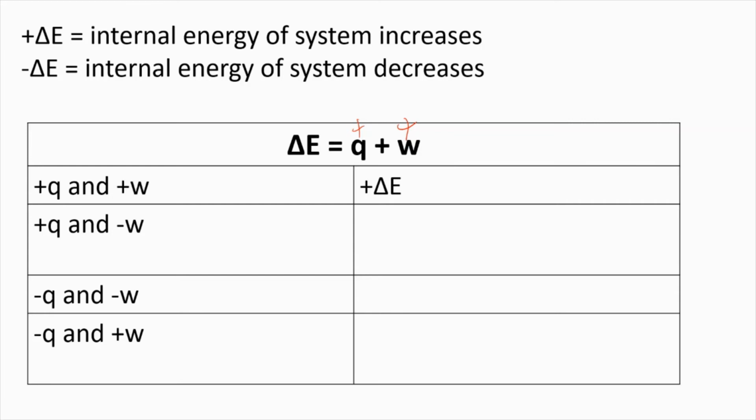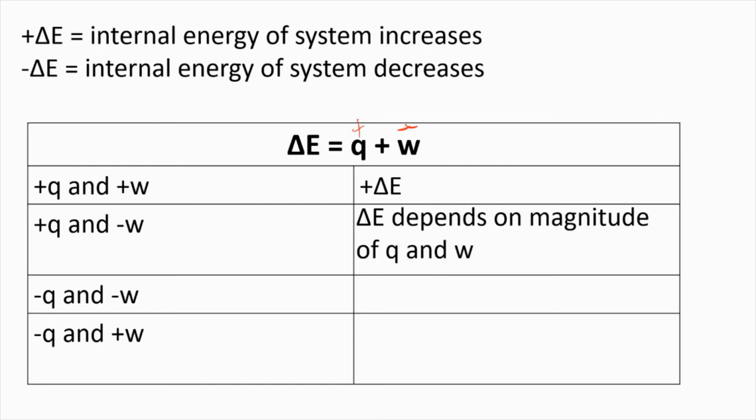If Q is positive and work is negative, so I have a positive plus a negative. If this Q value is greater than the W value, overall I would have a positive delta E. If the W value is larger than the Q value, I would have a negative delta E. So delta E will depend on the magnitude of Q and W. So we have to look at which one is larger.